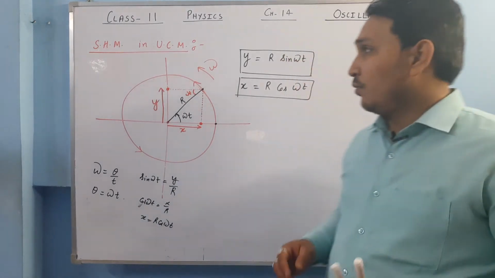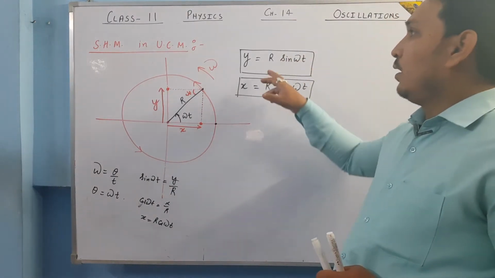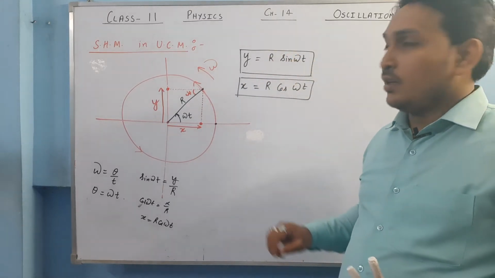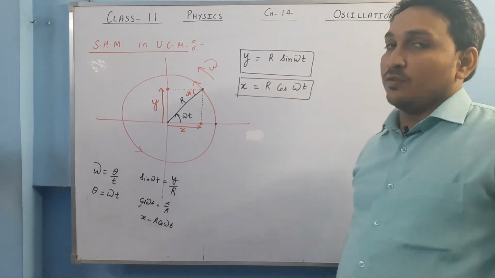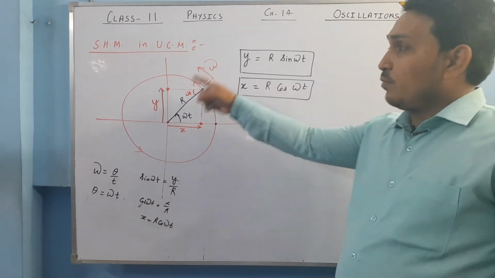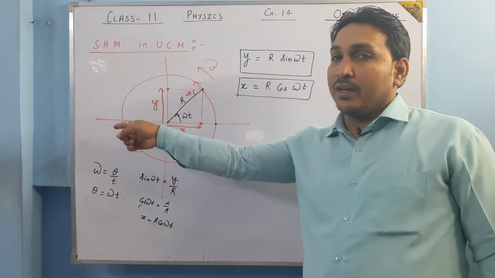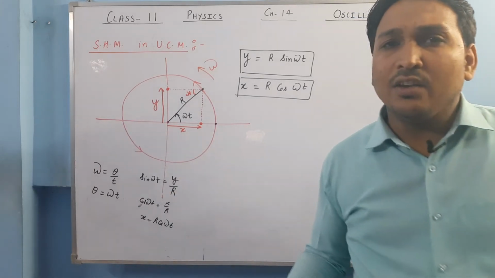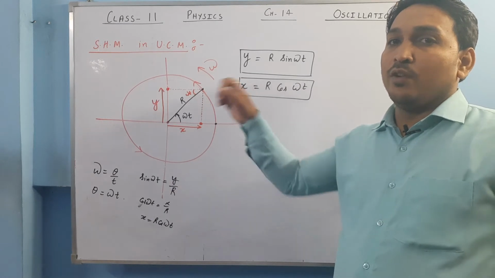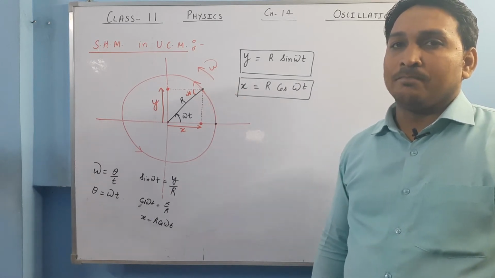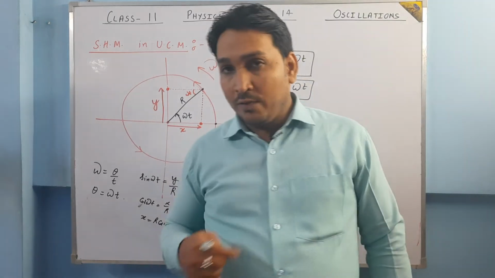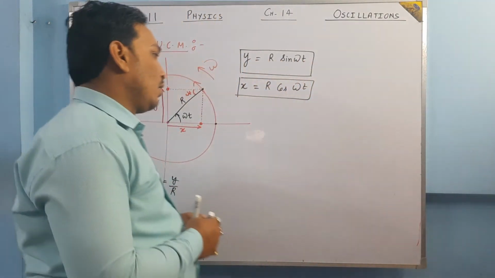Why is it so? Because this can be represented in terms of sine. This can be represented in terms of sine. Okay. So in this way we can say the projection on the y-axis and the projection on the x-axis, or you can say on any diameter, executes SHM when the particle is moving in circular motion. It is very simple. Now I'm moving ahead.